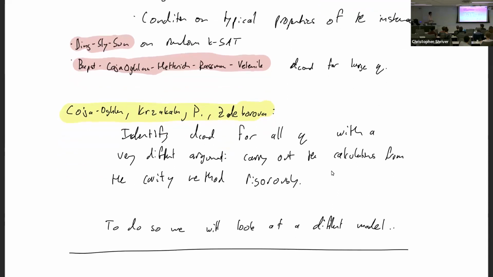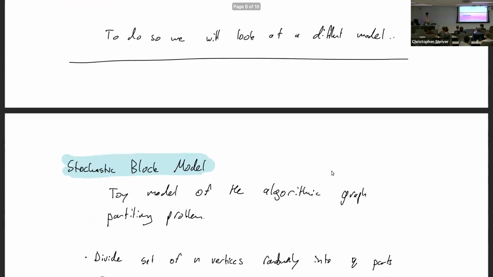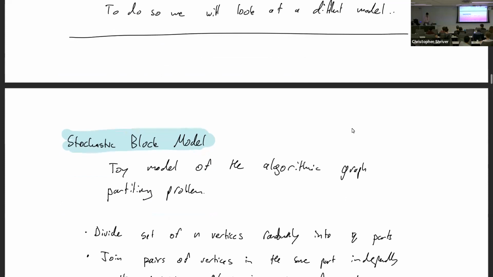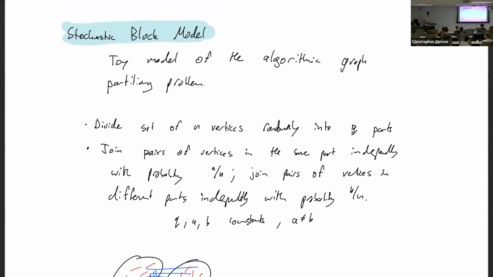But to do so, we actually won't be carrying out the cavity method in this model. We're going to be carrying out the cavity method in a different model. And that model is itself kind of an interesting model. And so that's the stochastic block model. And what is this model? It's a toy model of an algorithmic problem called graph partitioning.